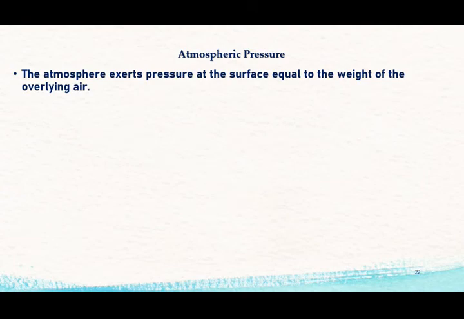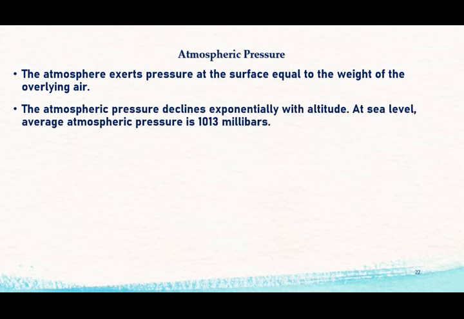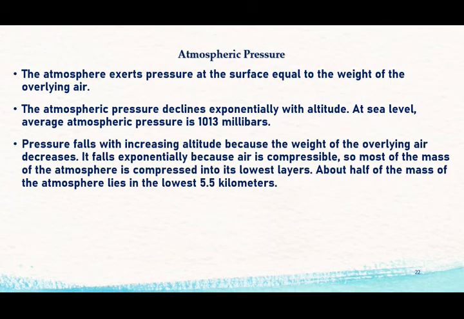Now we shall see about the atmospheric pressure. The atmosphere exerts pressure at the surface equal to the weight of the overlying air. The atmospheric pressure declines exponentially with altitude. At sea level, the atmospheric pressure is maximum, and the average atmospheric pressure at sea level is 1013 millibars. The pressure falls with increasing altitude because the weight of the overlying air decreases. It falls exponentially because air is compressible, so most of the mass of the atmosphere is compressed into this lowest layer. About half of the mass of the atmosphere lies in the lowest 5.5 kilometers.